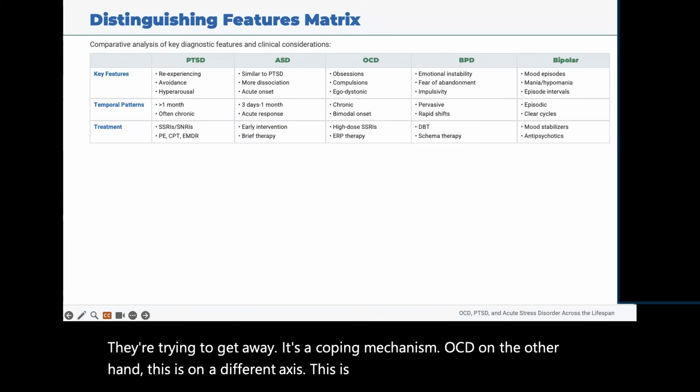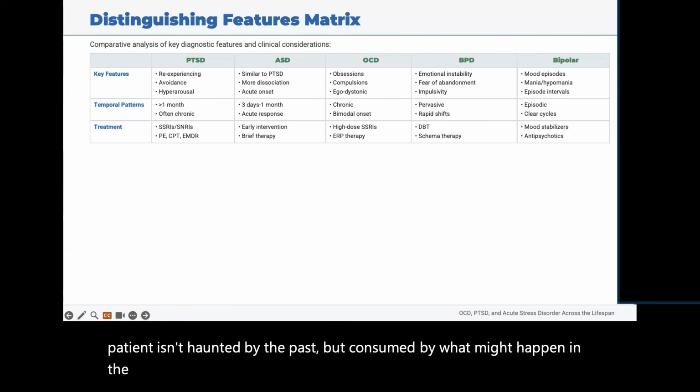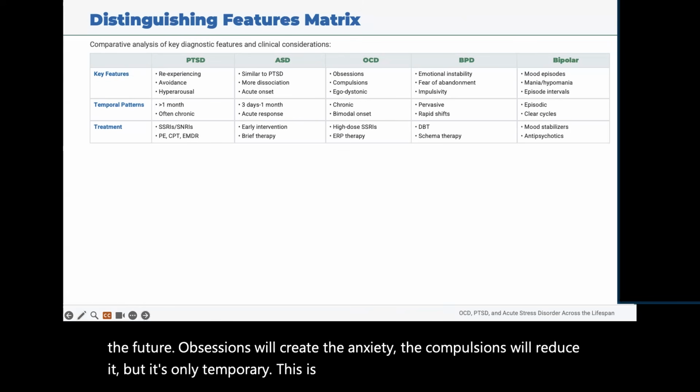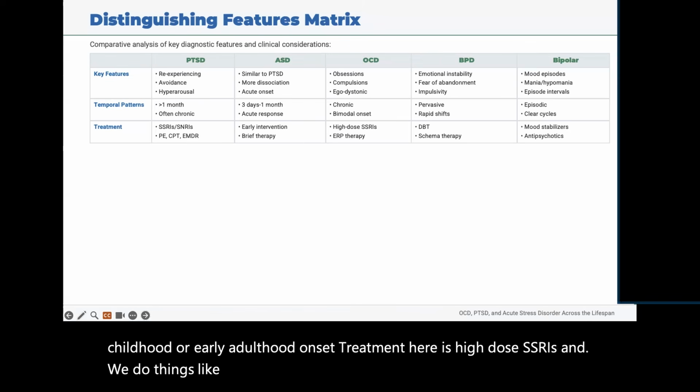OCD, on the other hand, is on a different axis. This is about control rather than fear. The patient isn't haunted by the past, but consumed by what might happen in the future. Obsessions create the anxiety. The compulsions reduce it, but only temporarily. This is a chronic course, often bimodal, with childhood or early adulthood onset. Treatment here is high-dose SSRIs, and then exposure and response prevention.